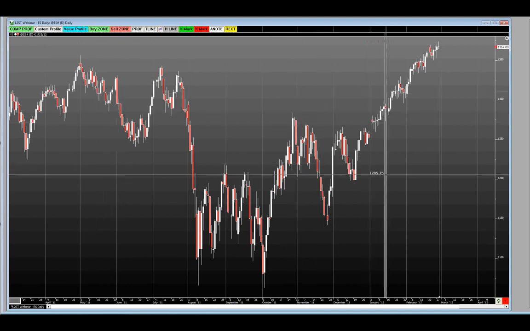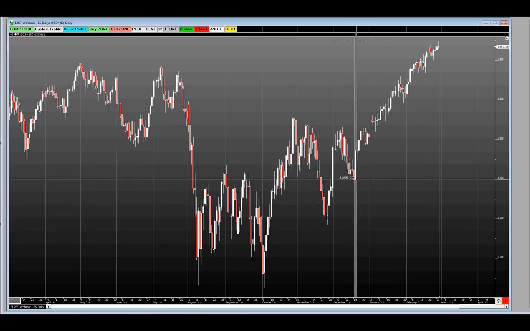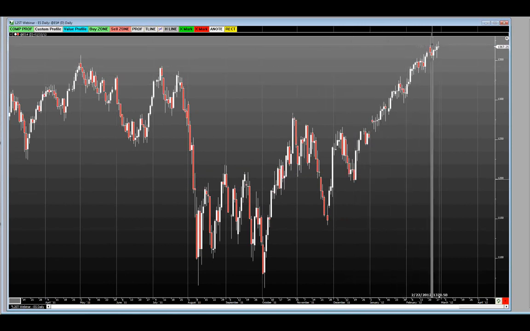So we all know on the E-mini S&P, we made a major low in December, just before Christmas, and we haven't really stopped that push higher. One of the things I just want you to recognize here is if I take a composite profile, now there's a number of ways you can draw this.